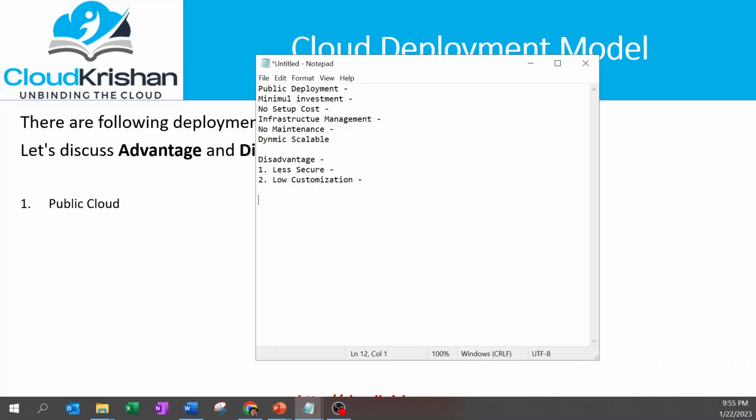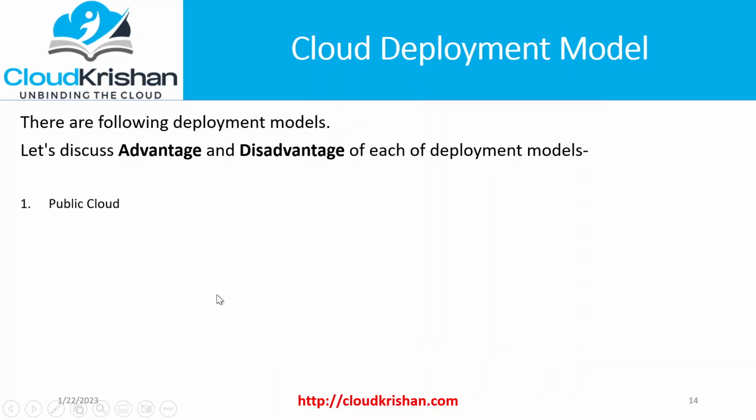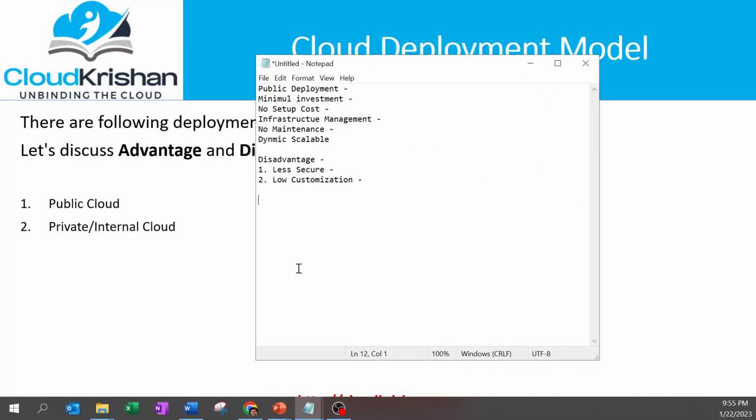Now, the second type of deployment is private, or we also call it the internal cloud deployment model. So private is actually just the opposite of the public deployment model, as you can understand. So let me write here: private deployment model, right? You also call it the internal deployment model.